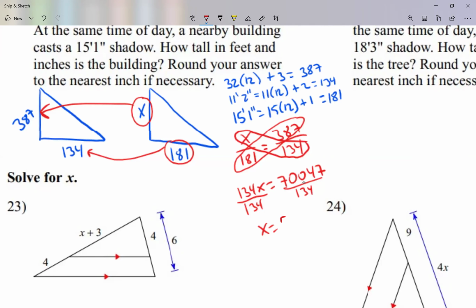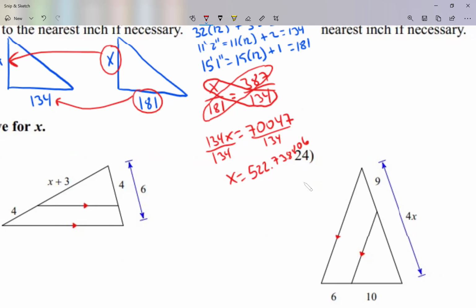So this gives me 522 point and a bunch of numbers. Let me write them all out here. 522.738806. When I round this to the nearest tenth, or nearest whole number, that's a matter of fact.